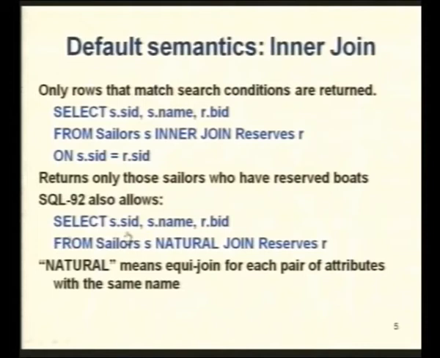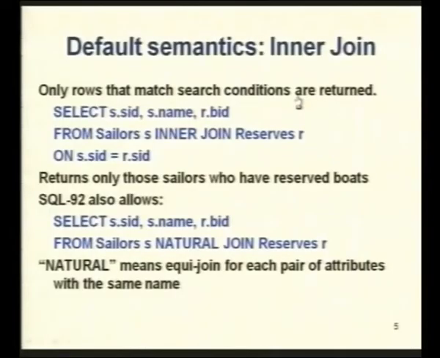Select sid, s dot name, r dot bid from sellers s natural join reserves r. Natural means equi-join, so this can be written as equi-join also, for each pair of attributes with the same name. Here we have specified it explicitly, while here it is not necessary to specify it explicitly. This we have already seen. This is called inner join, this is called natural join.